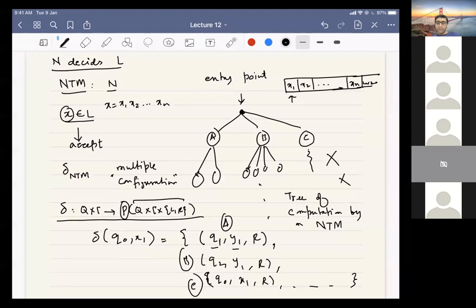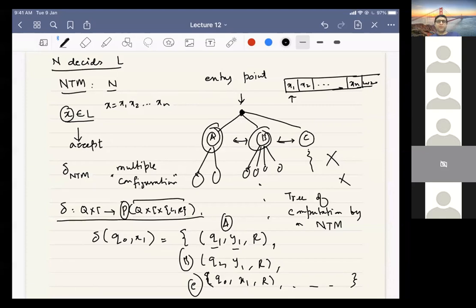Now, this branch is independent of this branch. This branch is independent of this branch. And all these branches are independent. Whatever path you start from the starting point to one of the leaves is an independent path. That path does not depend in any way on any of the other paths. So each of these computations will happen in parallel at the same time without disturbing anything.